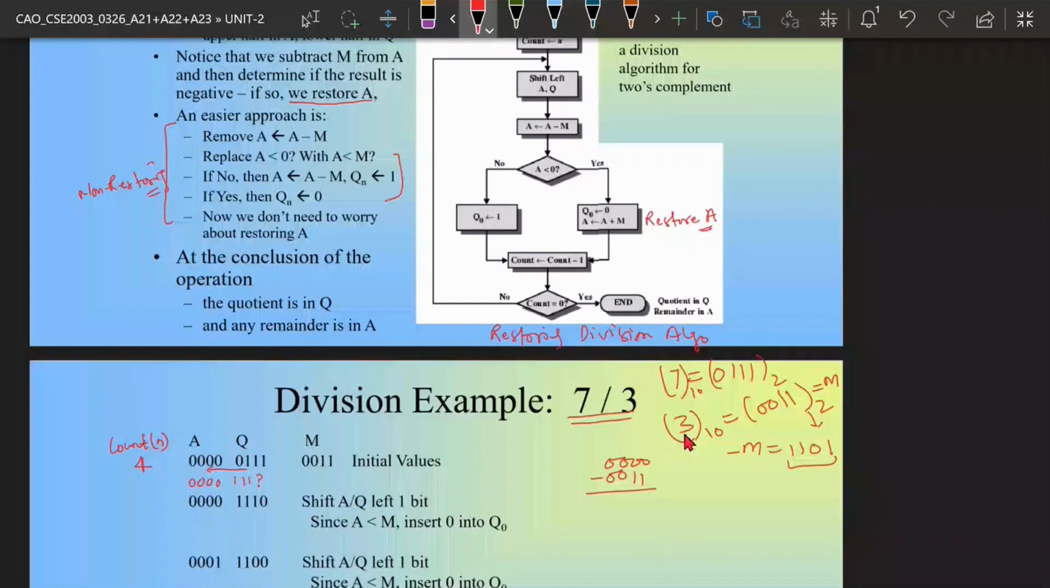Now once this is the value, we need to check this step: either A is less than 0 or not. Here, because the sign bit in the accumulator content is 1, it is a negative number. So that means A is less than 0. This condition is satisfied, so it is yes. Once it is satisfied, the flow will move this way.